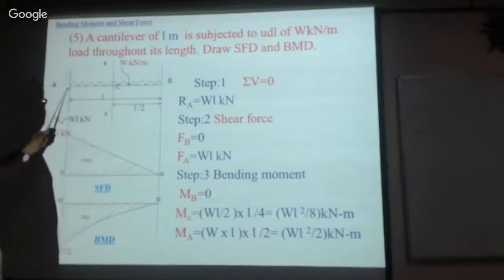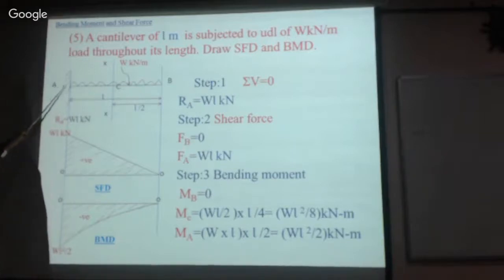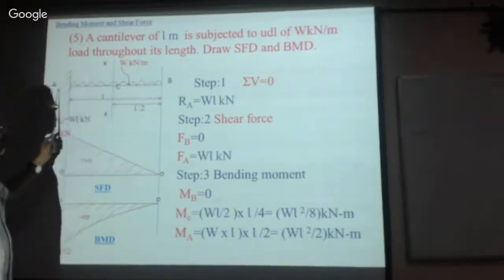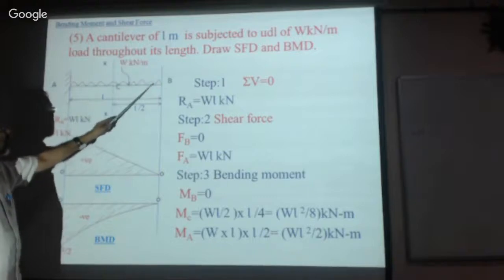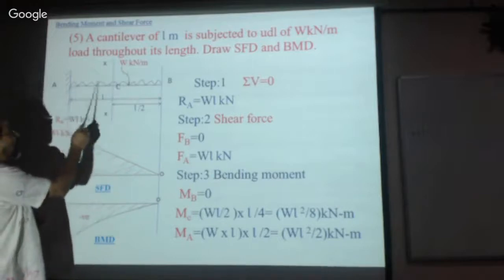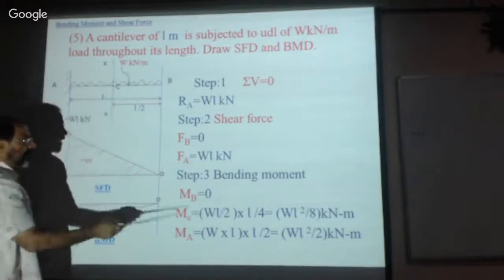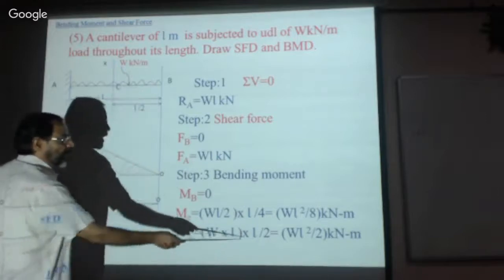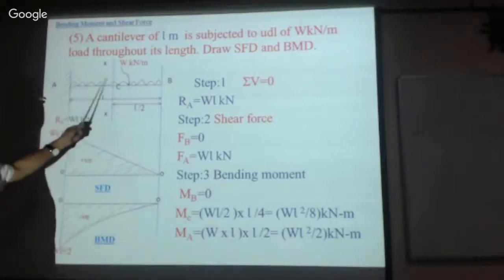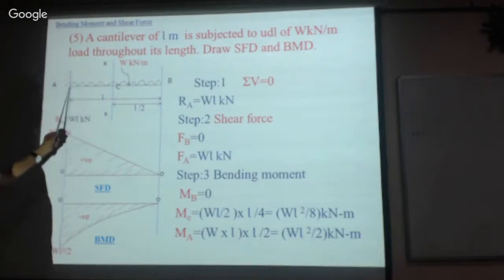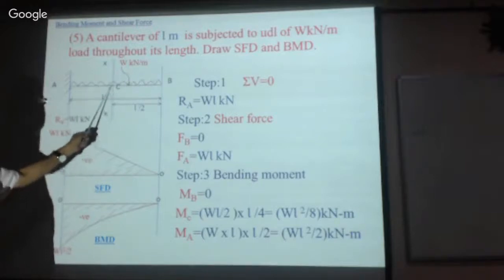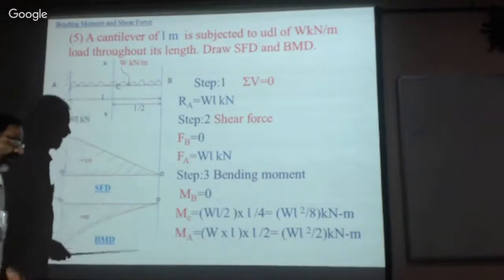And similarly, the bending moment at A is equal to the total load. The total load is W multiplied by L. Where is it acting? It is assumed that it is acting at the center, half of this distance, that is L by 2, isn't it? Force into perpendicular distance is the moment, isn't it? So the bending moment at A is equal to WL, the total load, into the distance L by 2, that is WL into L by 2. This is the moment, isn't it?